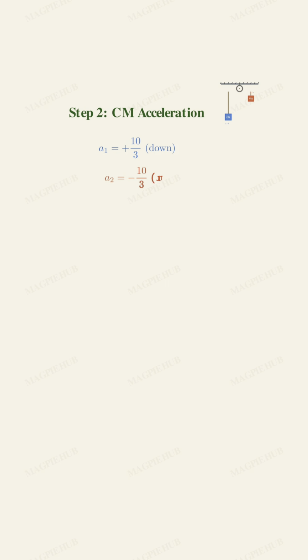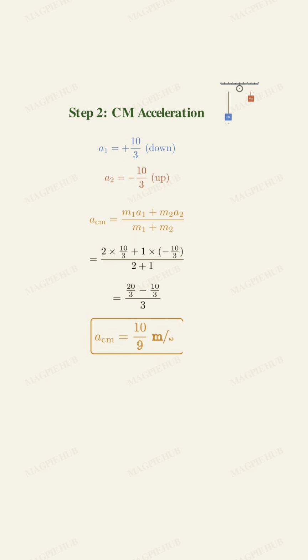Step 2. Find the acceleration of the center of mass. Taking downward as positive, block 1 has acceleration plus 10 over 3, and block 2 has acceleration minus 10 over 3. The center of mass acceleration equals (m1 a1 plus m2 a2), divided by (m1 plus m2). Substituting, (2 times 10 over 3 plus 1 times minus 10 over 3), all divided by 3. This simplifies to (20 over 3 minus 10 over 3), divided by 3, which gives us 10 over 9 meters per second squared.